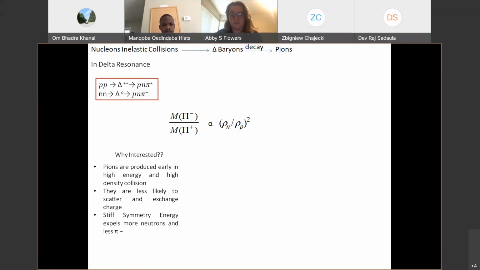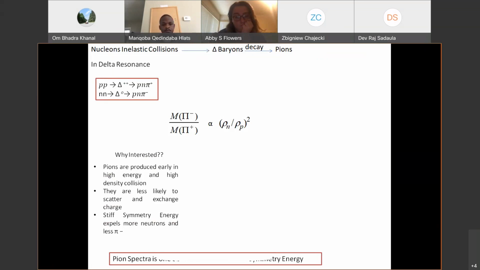So why are we interested in pions? Because, as I told you, the pions are produced in high energy and high density collisions, and they are produced early. They are not supposed to exchange charge, or they are less likely to be scattered. And also, when I was talking about the symmetry energy curve, I explained that the stiff symmetry energy expels neutrons, but it expels fewer pions as compared to neutrons. So pions are one of the good observables to constrain symmetry energy at high density.